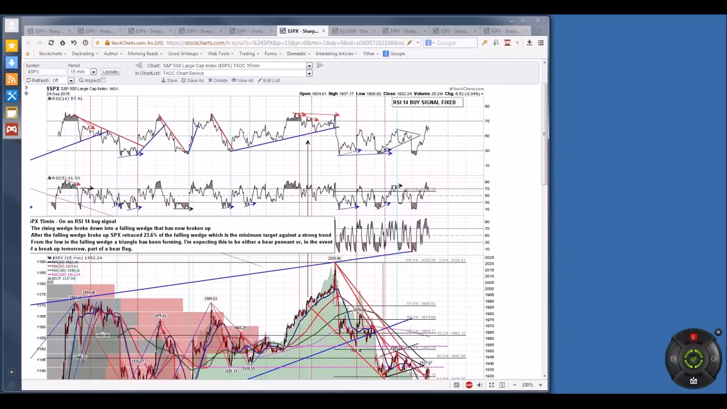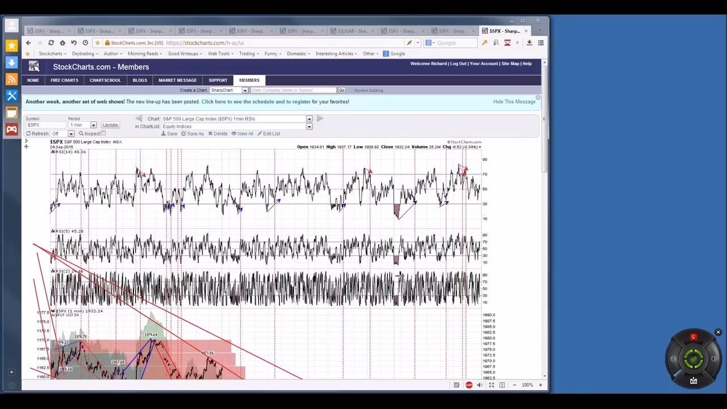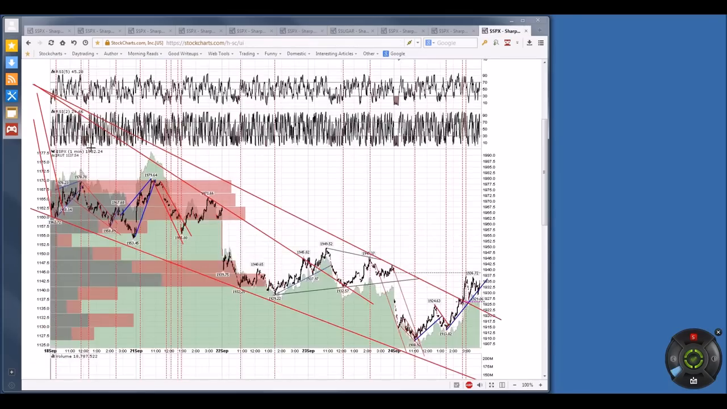There's a question here. For day trading, what candle time frames do you use? And that's for you, Jack. Mainly, I'll use primarily the 1-minute chart. This is my 1-minute chart.